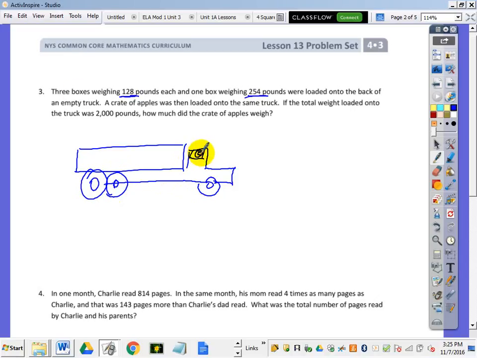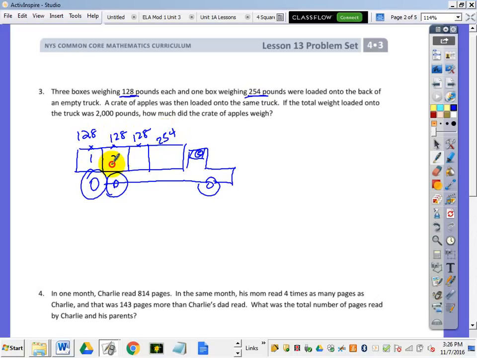Now, 3 boxes. 1, 2, and 3. There's 3 of my boxes right here, here, and here. 3 of those, they weigh 128 apiece. You can draw those 128s. And 1 box comes in at a big whopping 254. Okay, so we've got the boxes on the back of the truck.